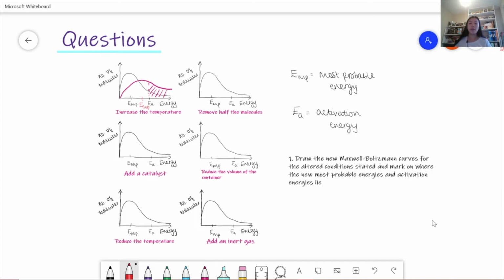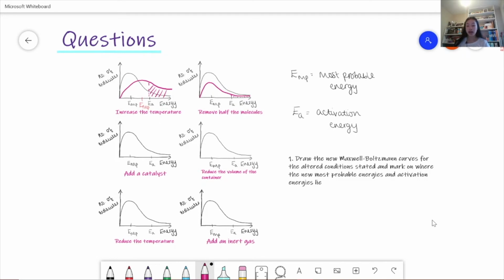Secondly, we're trying to remove half the molecules. So actually, when we remove half the molecules, we don't change anything about how much energy they have. We're just changing the number of molecules. So what happens is that the whole area under the graph just decreases by half. But the whole symmetry of the graph is exactly the same. So it looks something like this. And one thing to note is that the number of molecules with this activation energy is half of what it used to be. And the most probable energy is in the same place.